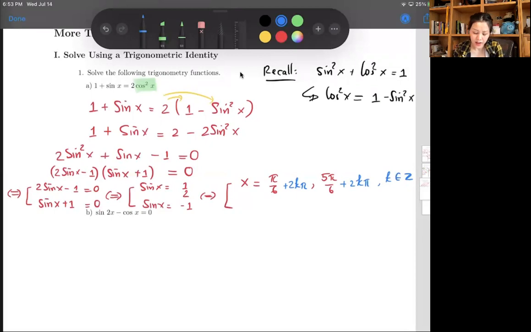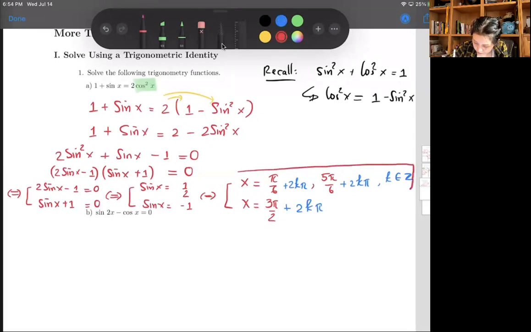And down here I have sine x equals negative 1. Again, you look at the unit circle. The angle that gives me sine x equals negative 1 is x equals 3 pi over 2. That's the only possibility. And again, we're going to add 2k pi at the end. So these are my solutions.